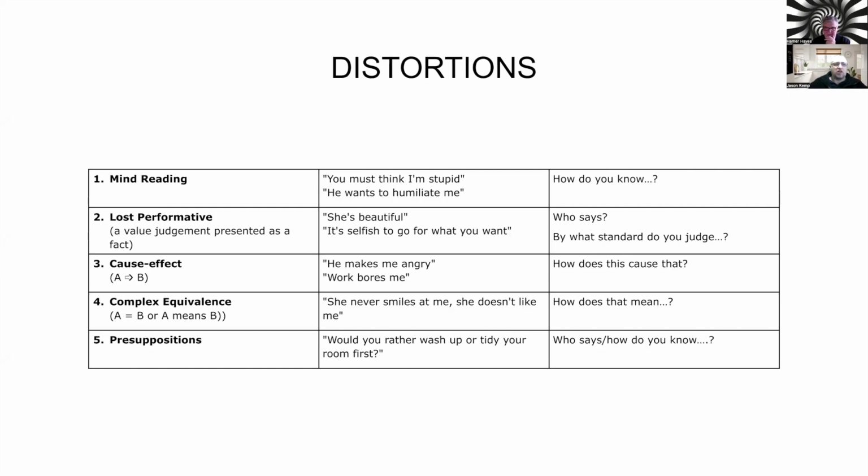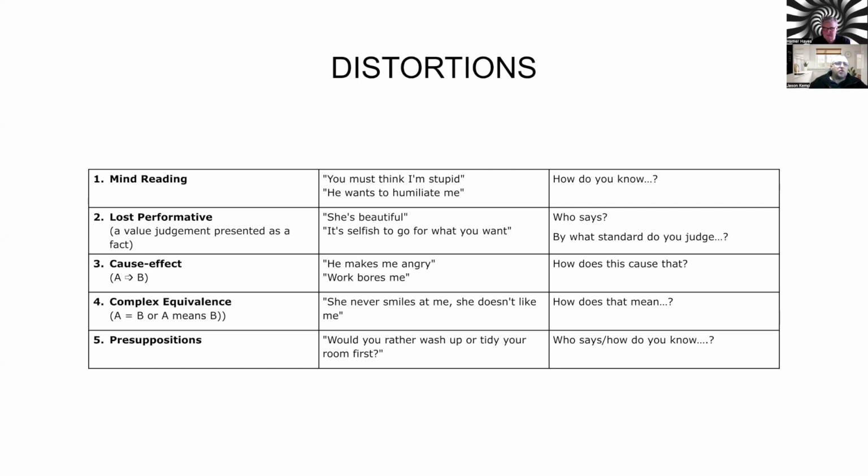On the opposite side of that, we have a complex equivalence. So one means two. She never smiles at me, which means she doesn't like me. How does that mean this? So the two go hand in hand a lot of the time. One's one, one's the other, but they're very closely related. Just listen to the language in them. The clue for the first one is listening for the word because, and the clue for the second one is listening for the word means, or an assumption of the word means in there somewhere. And then there are presuppositions.